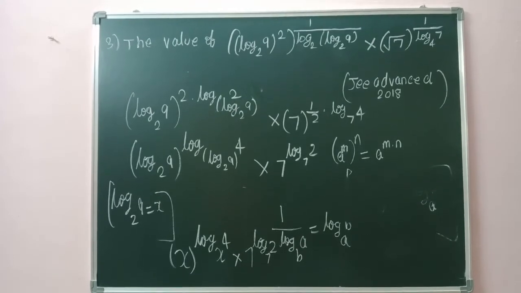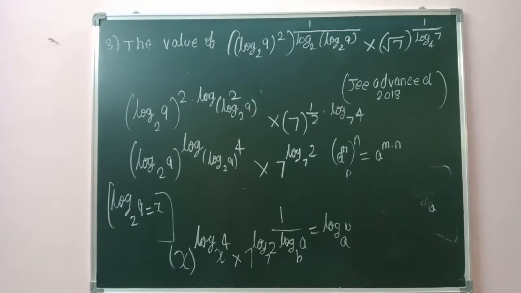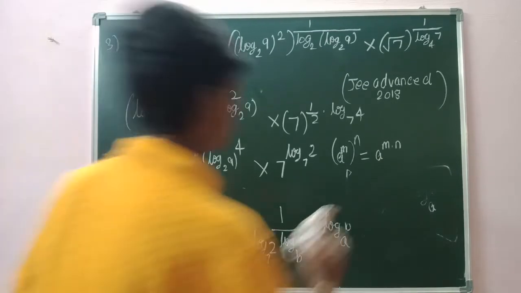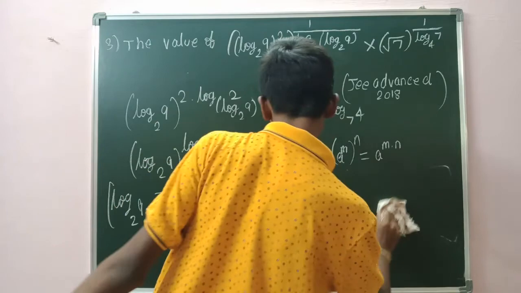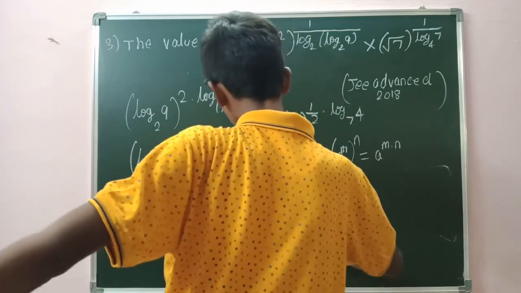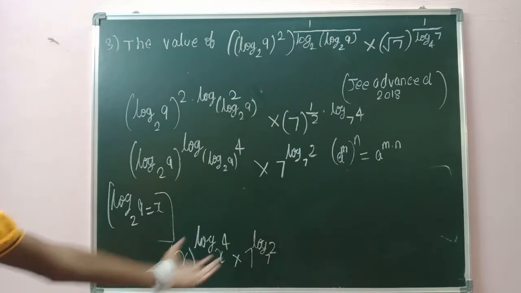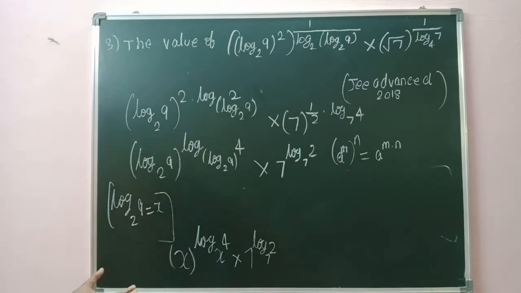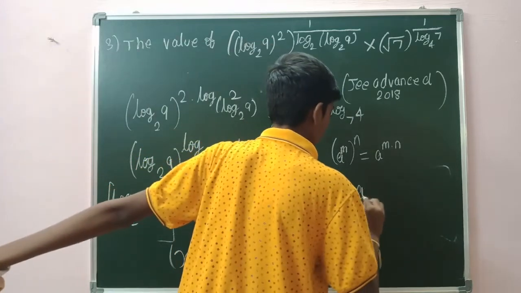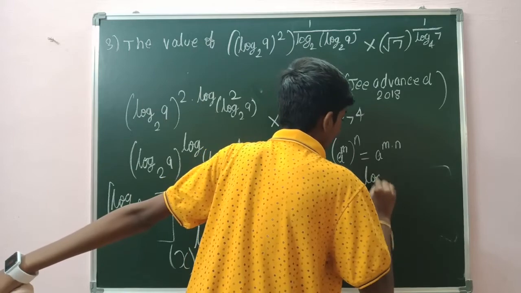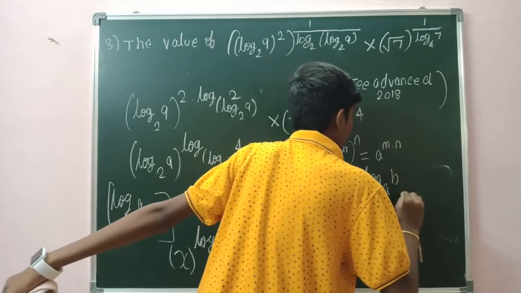Okay. So now what you are going to do here is, in this methodology, the thing that you guys need to understand is, when I take your log to the base 2 of 9 as x, this is what you will get, x power log to the base x of 4 into 7 power log to the base 7 of 2. So now we know in property that a power log to the base a of b can be written as b.